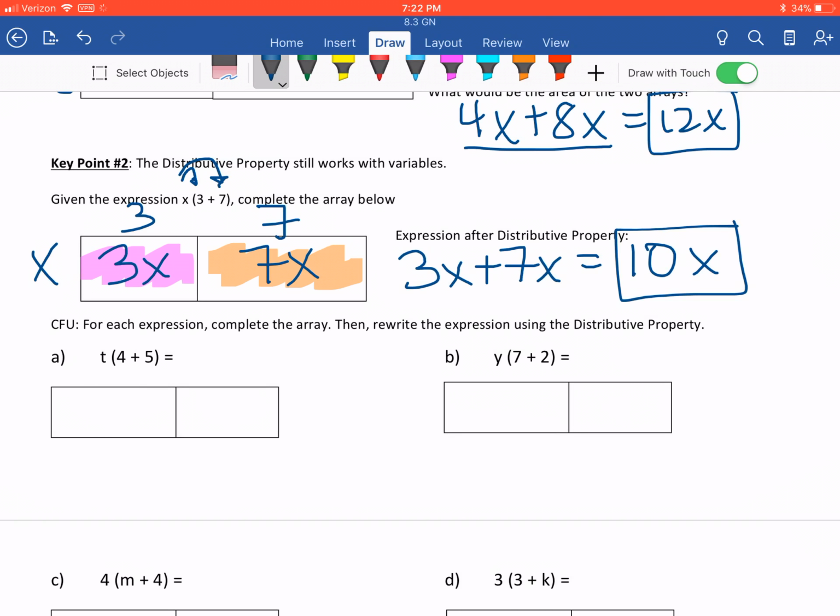And if you think about it, this makes sense, because x times 3 plus 7, well, 3 plus 7 becomes 10. So now this is just x times 10, which is 10x.